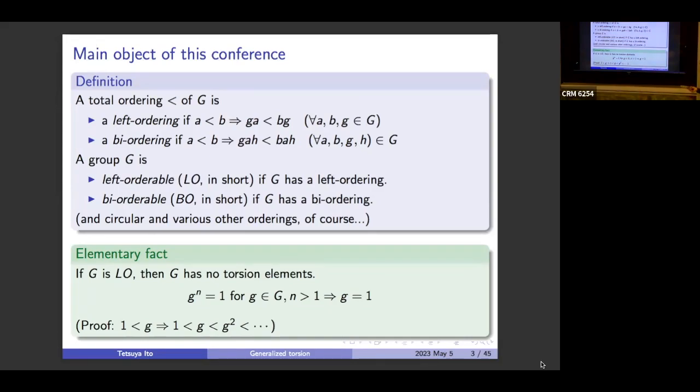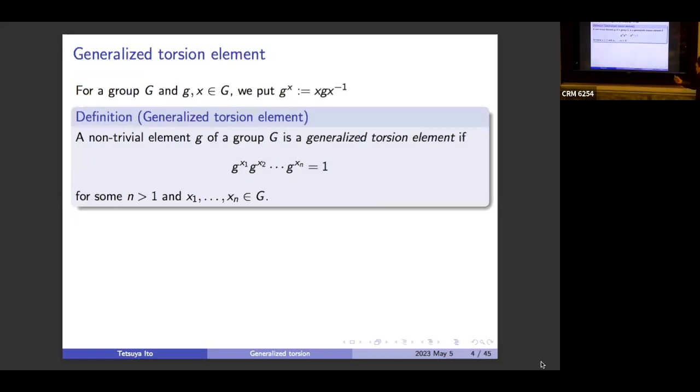Anyway, the lesson is that if we are studying a left orderable group, then we naively assume that the group is always torsion free. So for me, a group is always a torsion free group. And the truth is different. As a generalization of torsion element, let us introduce the main object, the generalized torsion element.